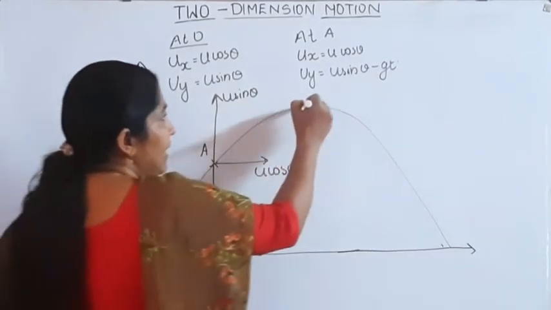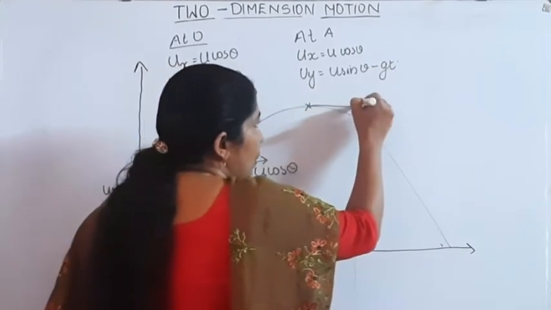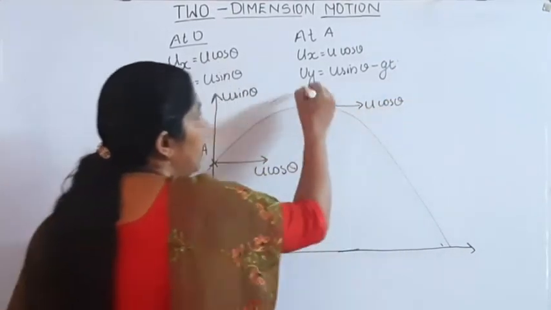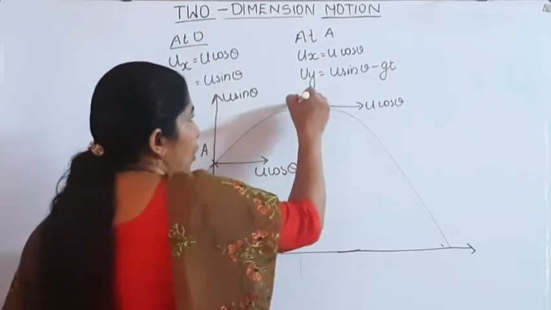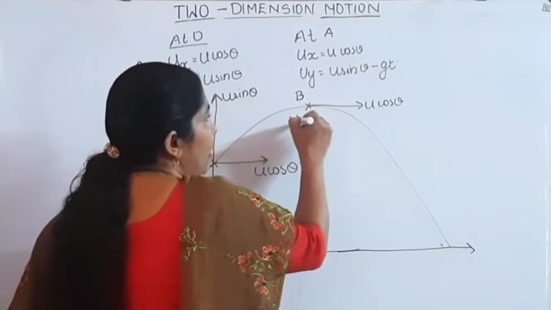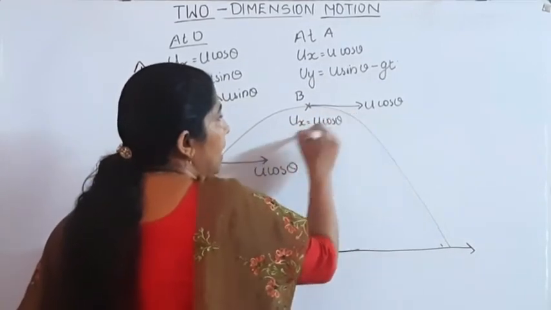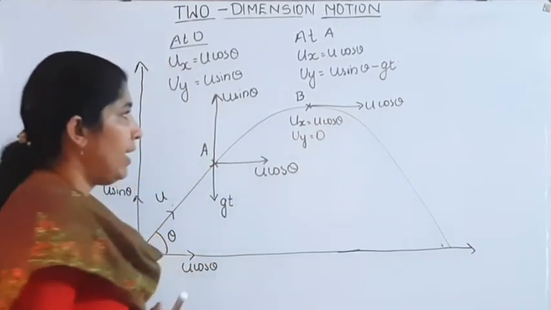When the projectile reaches maximum height, its horizontal velocity is equal to u cos theta and vertical velocity becomes equal to 0. Okay, at this point B, horizontal velocity ux is equal to u cos theta and vertical velocity uy is equal to 0.